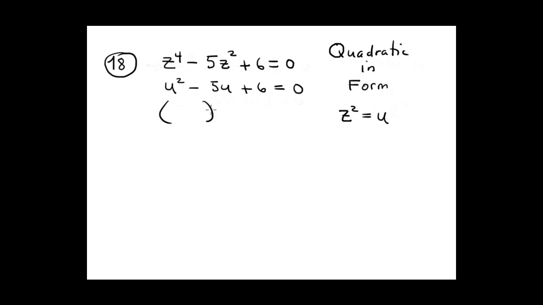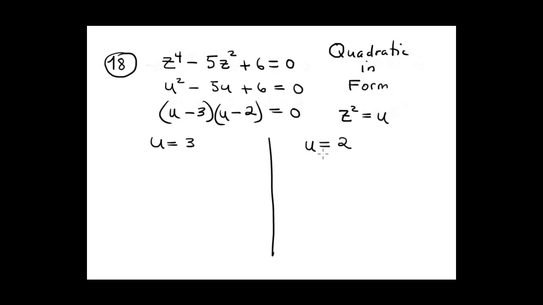In this case, it's easy by factorization, because I saw that the combination is 3 and 2. 3 times 2 is 6 and 3 plus 2 is 5. Now the solution is u equals 3 and u equals 2. Okay, but I have to retrieve the original variable, you see. So now it's c squared equals 3 and c squared equals 2.